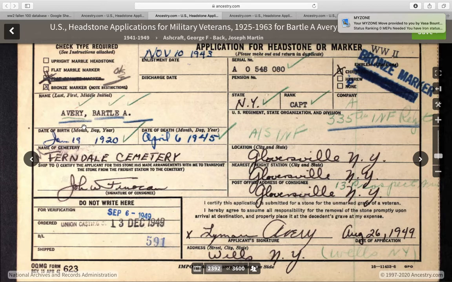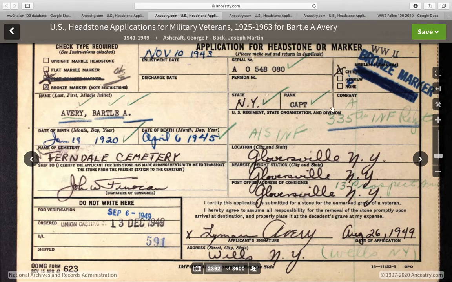So Bartle Avery, he enlisted on November 10th, 1943. Serial number has an O in front of it. That means he was an officer. So all officers, we say that they're commissioned. They accepted a commission, so they're volunteers. They volunteered to be an officer. You were never drafted to become an officer. We show his date of birth. We know what day he died.